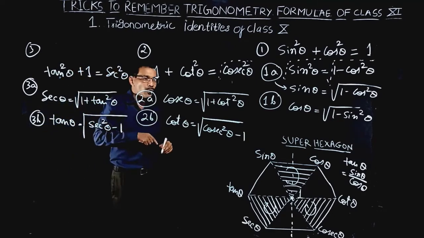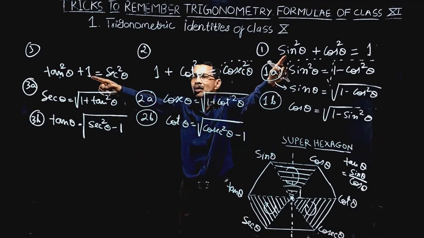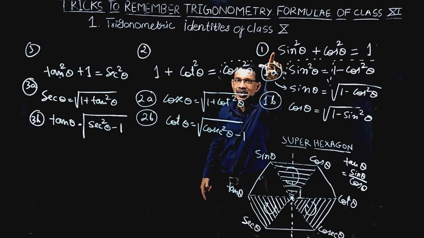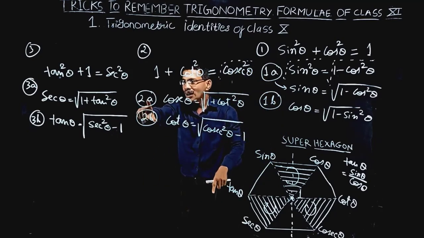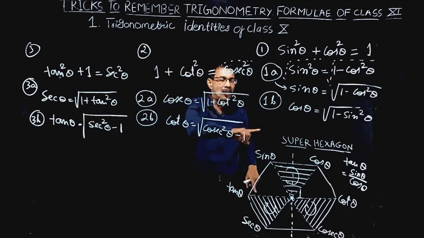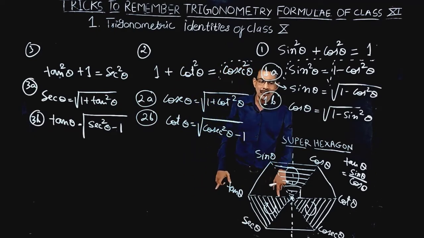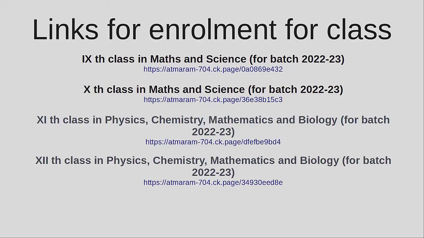So now you see, from the super hexagon we can remember the three main trigonometric identities, and from each main trigonometric identity we can remember two sub formulae, and for each trigonometric identity there will be two sub formulae. So in all there will be 9 trigonometric formulae which can be remembered well using this super hexagon diagram.